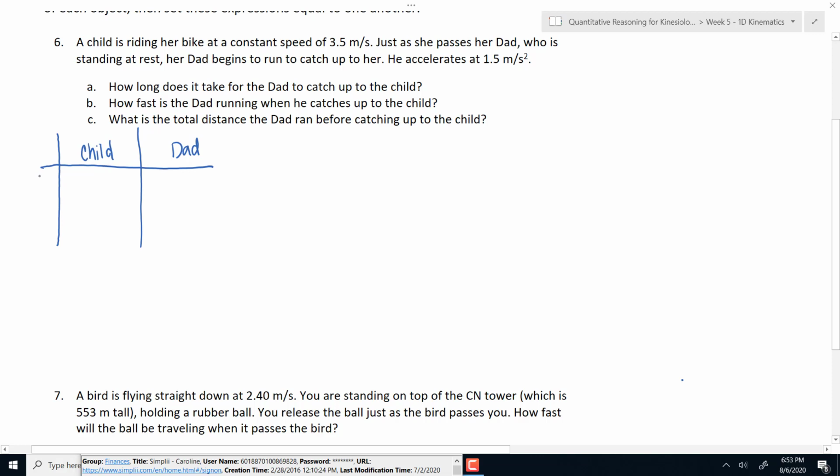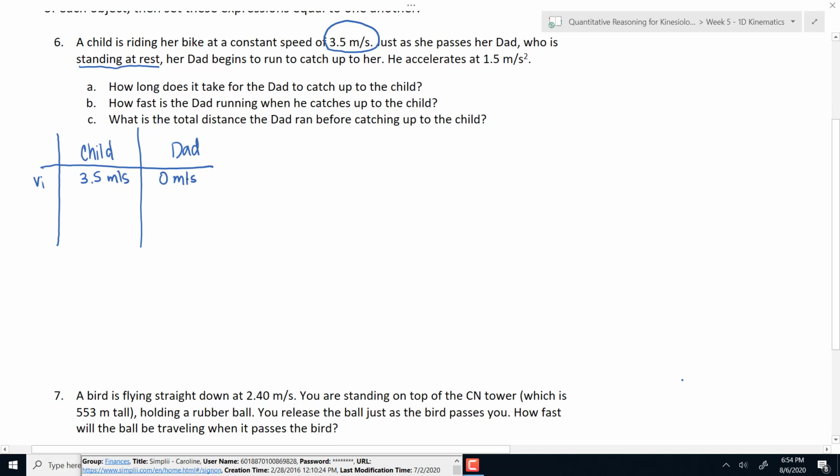So I have the child is riding her bike at a constant speed of 3.5 meters per second. Okay, so the child's velocity is 3.5 meters per second. So I'm going to write that as V initial for the child is 3.5 meters per second, just as she passes her dad, who is standing at rest. So the dad initially is at rest. So that means his initial velocity is 0 meters per second.